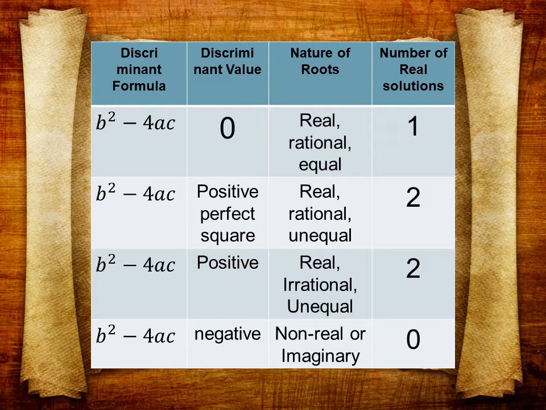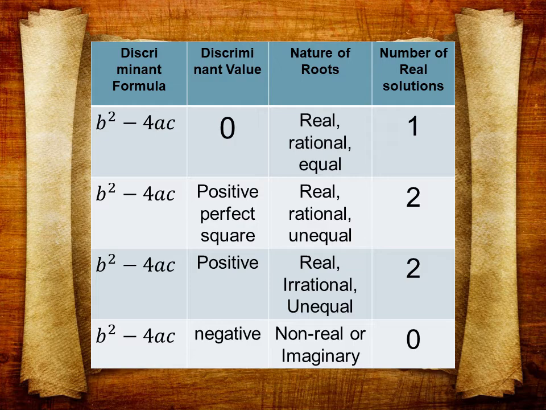For the third row, if you got positive from b squared minus 4ac, positive and not a perfect square, of course. What are those numbers? You have 2, 3, 5, 6, 7, 8, and so on. You will just exclude the perfect squares. So, all positive numbers except perfect squares. If you got those, your answer for the nature of roots are real, irrational, and unequal. And you have two real solutions.